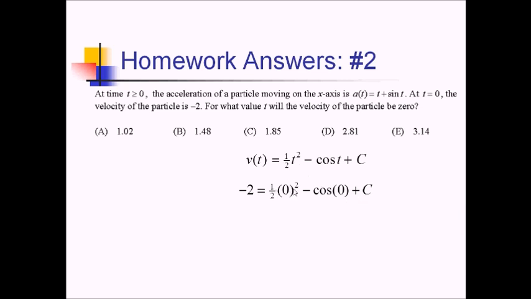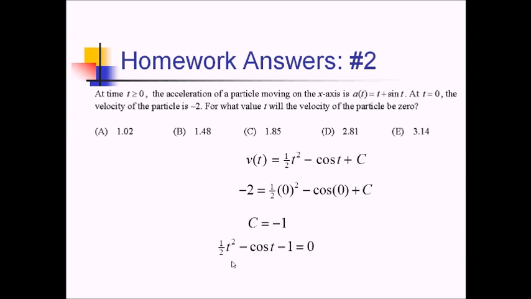This first term is just 0. Here, though, cosine of 0 by itself is 1, so this is -1 plus c. Adding that to the other side, we have a c value of -1. And now plugging that back in, we're just going to set that expression equal to 0.